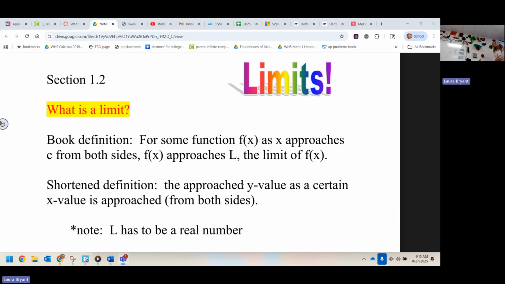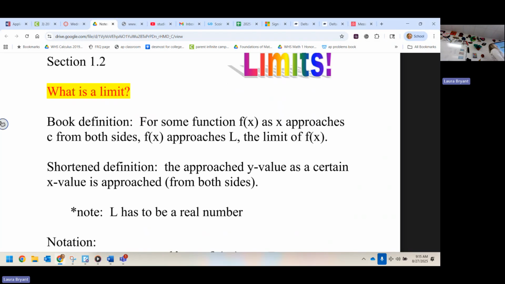All right, so limits being our first topic, you're like, I've never heard of a limit. What is a limit? If you were to look it up in that textbook that you just checked out, it would say for some function f of x, as x approaches c from both sides, f of x approaches L, the limit of f of x. It's very difficult to read that and understand what that is. So let's talk about this definition and break that down.